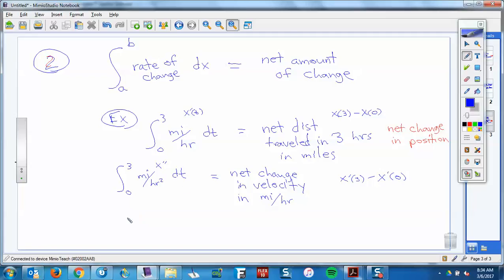And it doesn't have to be about motion either, okay? This could be the integral, and let's say this was dollars per unit, and let's say this was P prime. P prime is in profit, right? So let's say that was dx, x was the number of units. What would this represent? This would be the net change in profit.